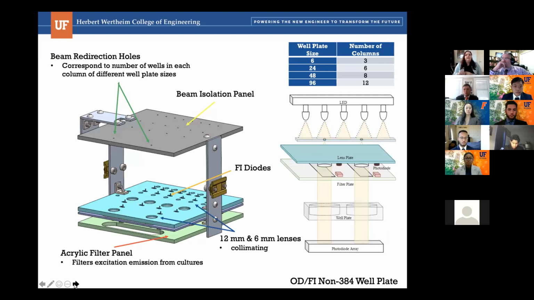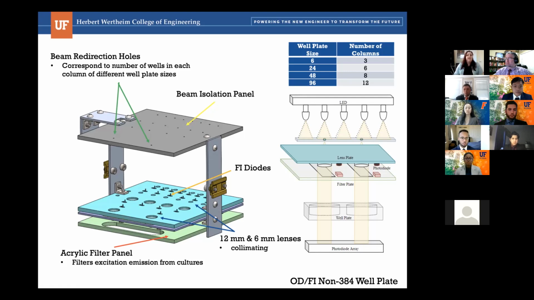The top plate has small through holes to redirect the LED light and transmit the number of beams that correspond to wells in a column of each well plate size. From these holes, light will emit in a cone pattern. To collimate this light, a plate with lenses is included. The separation between these two plates is the focal length of the lenses.